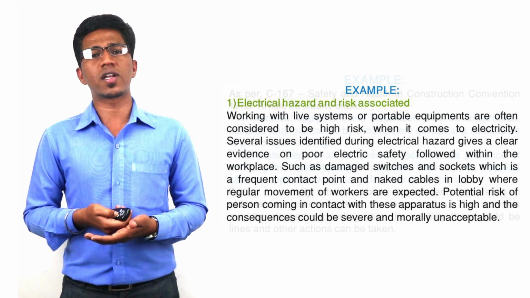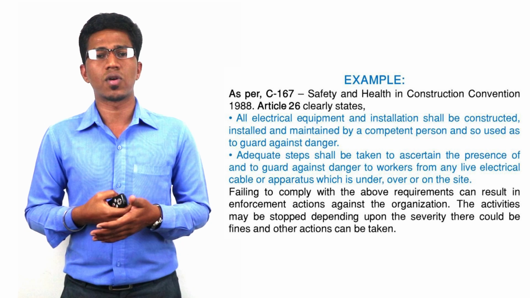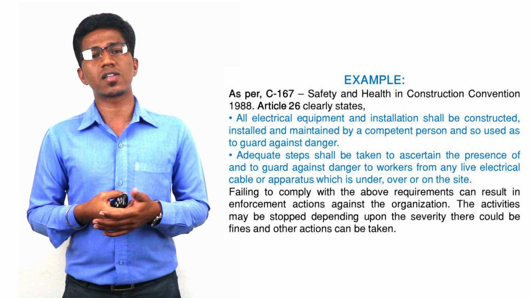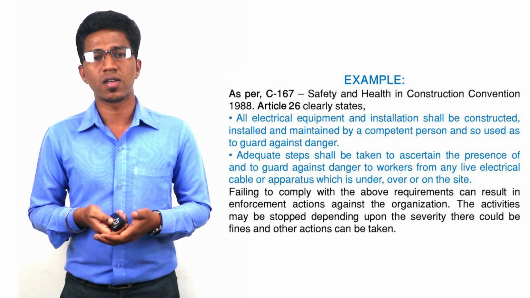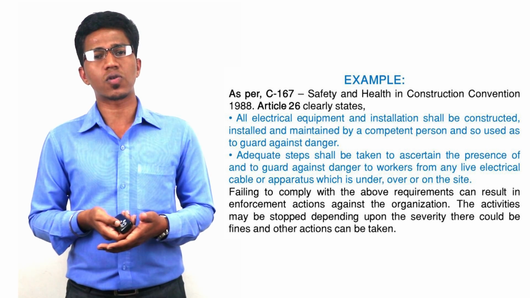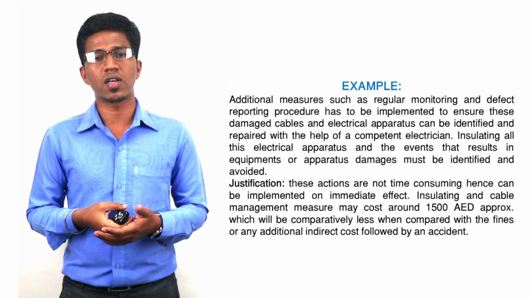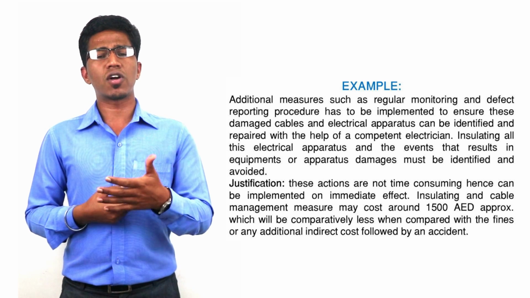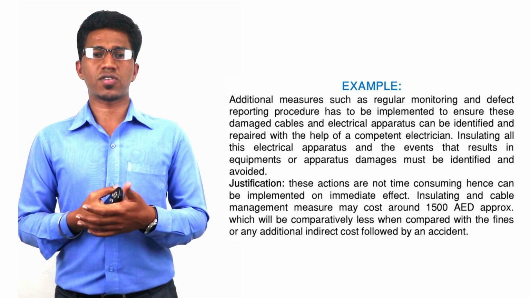I spoke about the law that has been violated. Here I have selected these articles under Convention C167, Safety and Health in Construction. So I have taken those relevant articles. I'm demonstrating that particular standard related to my main finding or the hazard category. And here I have suggested some additional control measures, so in addition, how we can rectify these issues. These are my suggestions. I've also justified why I am suggesting such a recommendation. Do not forget to mention the cost associated with the control measure that you have suggested.